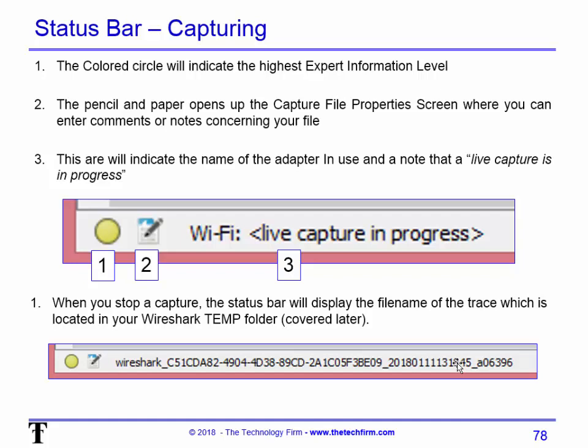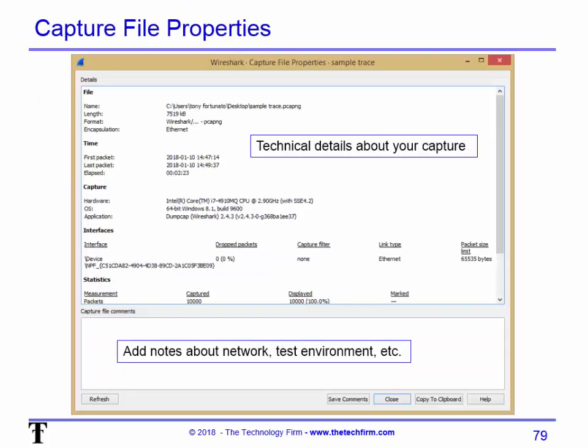So I'm going to show you a little bit later on where you can find out where all these files are being held. Now as far as the capture file properties screen goes, you can see that there's a lot of technical information we can reference when we look at the trace file. So the hardware, the operating system, the thing that you use to capture it with, obviously the duration, this was 2 minutes and 23 seconds, that sort of thing, the date and the time. So all of this stuff is really helpful.